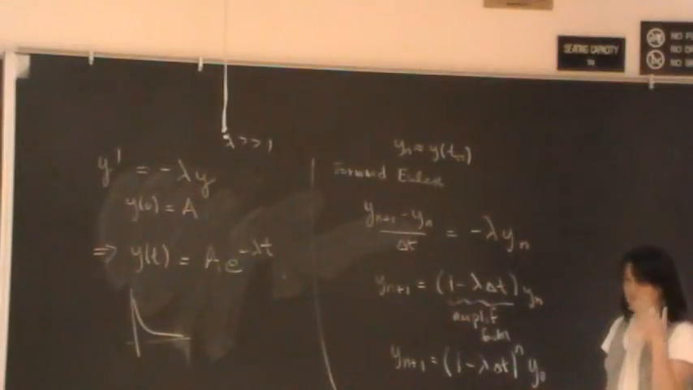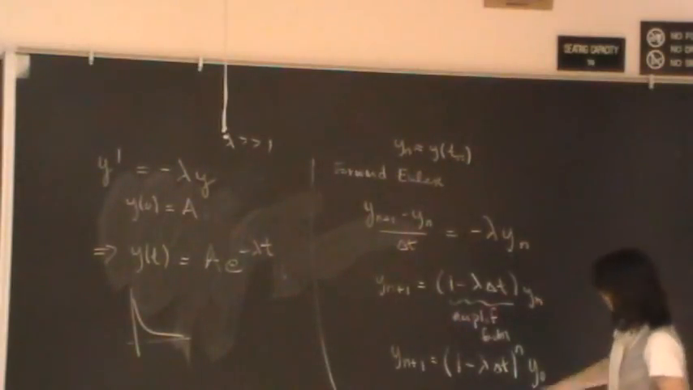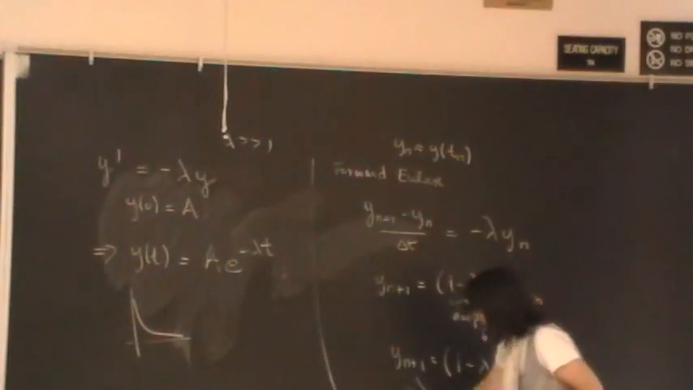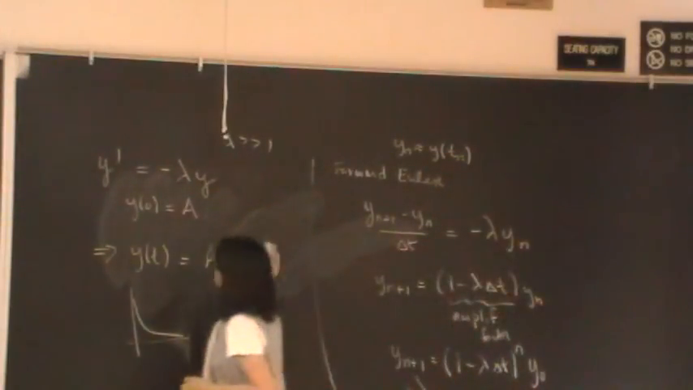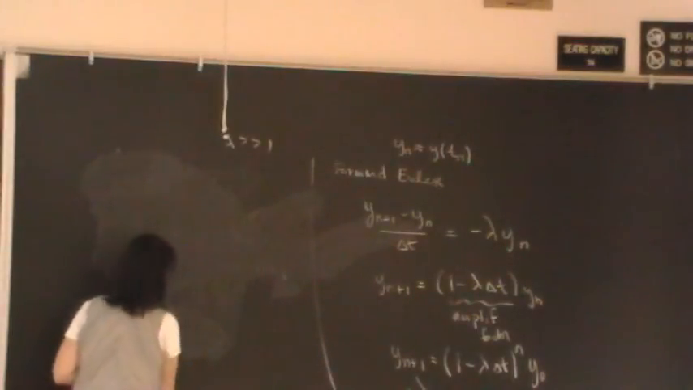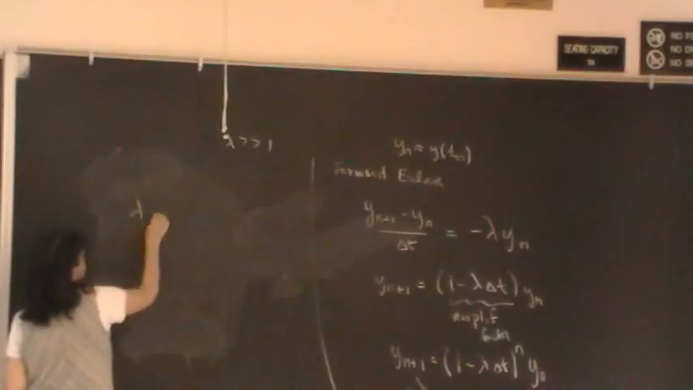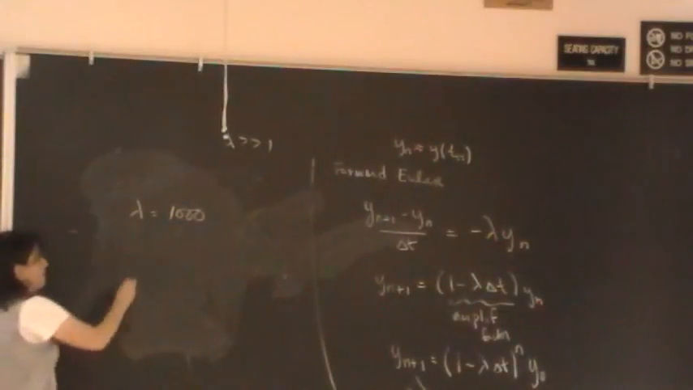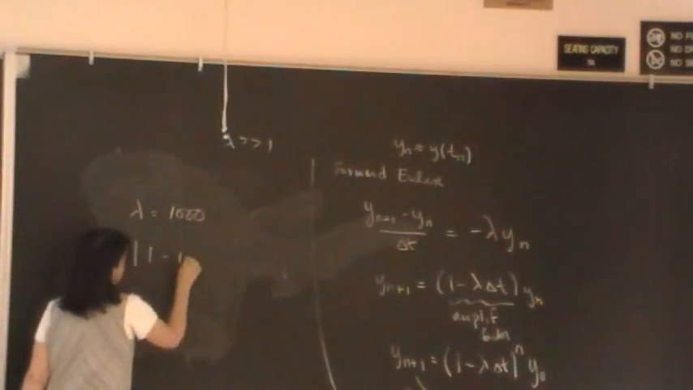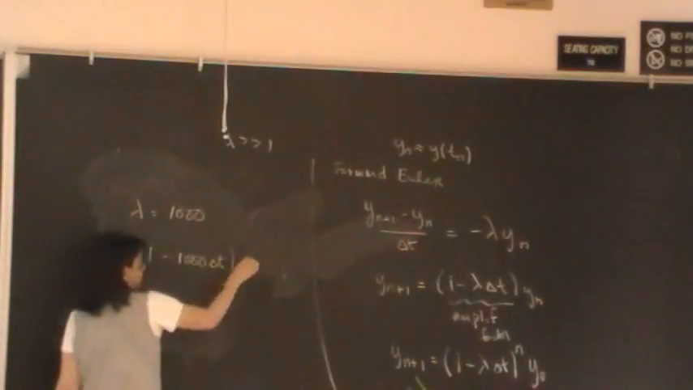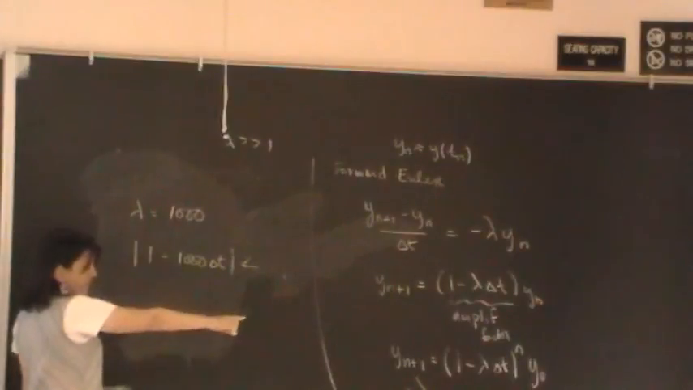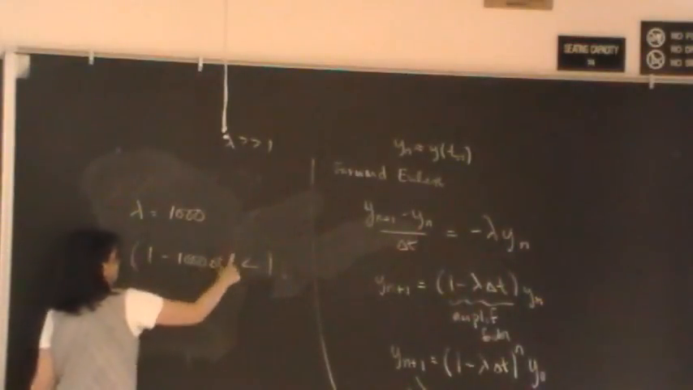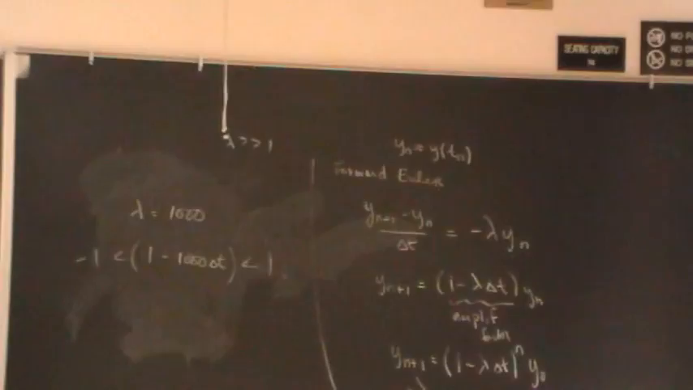Okay? I know that some of you probably haven't thought about this in a long time. But look at this. Does this go to 0? In order to have that going to 0, you have a restriction on your time step. Suppose we just take lambda equal 1,000. That's a really quick decay. What you get then is that you need 1 minus 1,000 delta t, in absolute value, to be less than 1, which means that it has to be between 1 and minus 1.